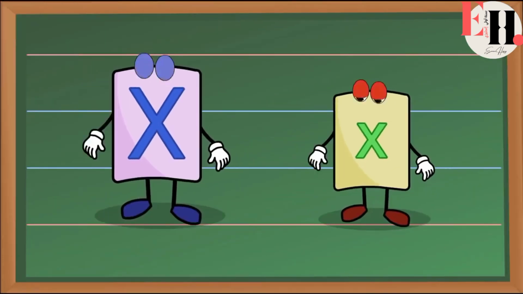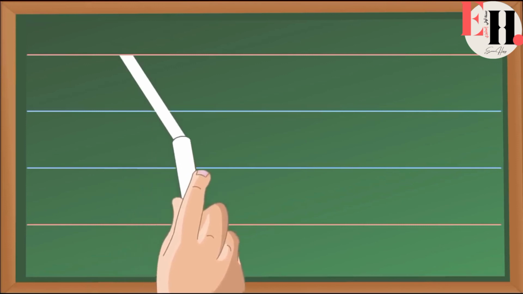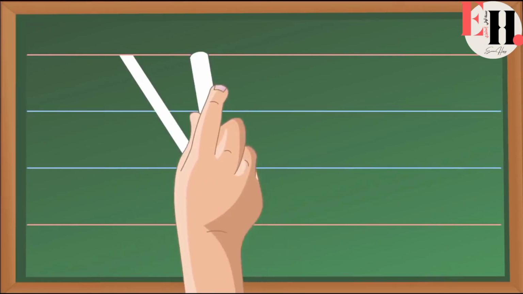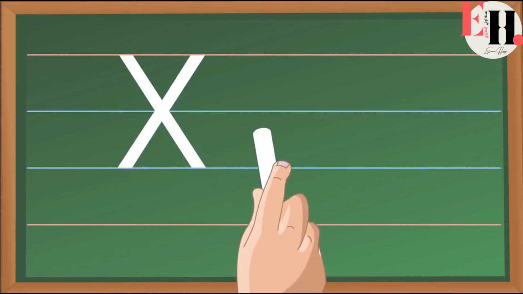X. Capital X. Starting from the top, draw a slanting line down towards the right and then go to the top and draw a slanting line towards the left, cutting the first line in the middle.